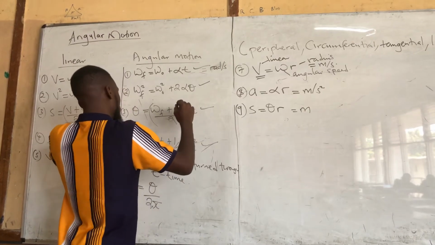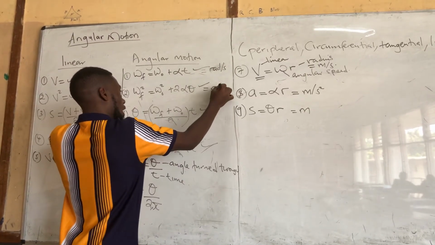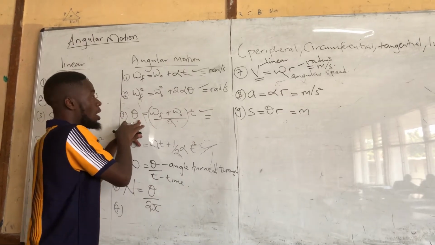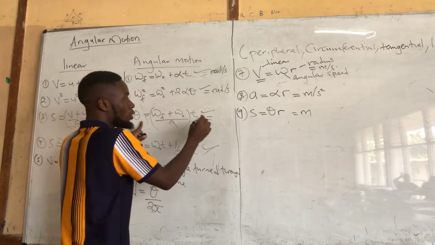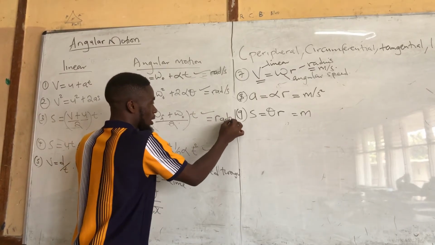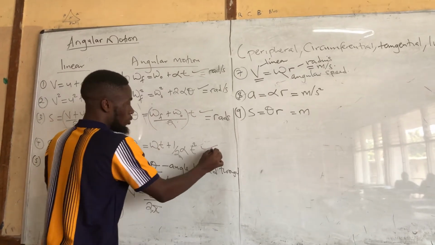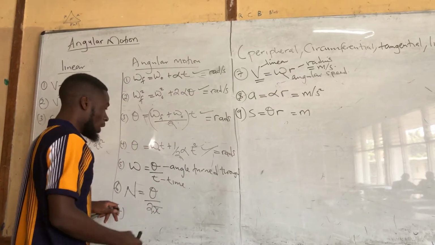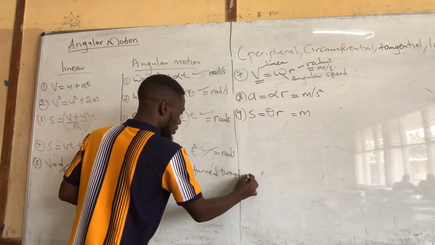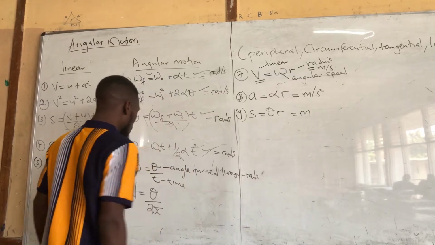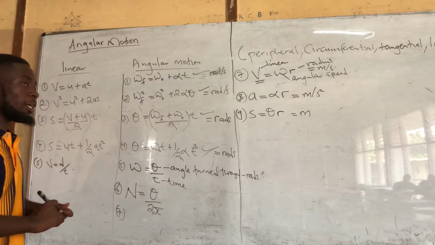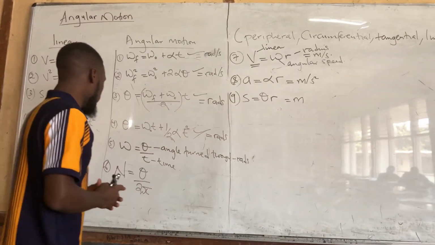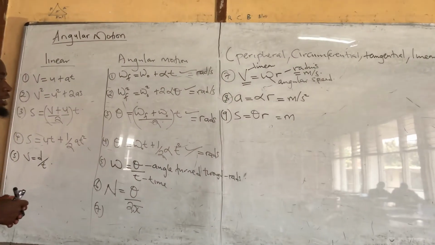Rad per second, even here. So what about for angle turned through, which is angular displacement? This one will be in rad. Also this one is in rad. Number of revolutions, just say maybe it's 20 revolutions, just put 20 revolutions there. And what about angular acceleration?